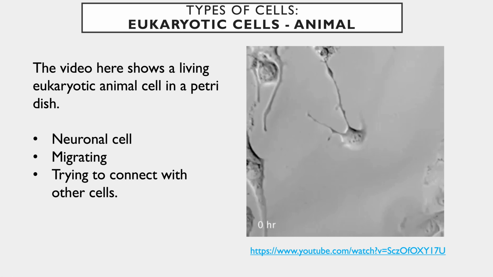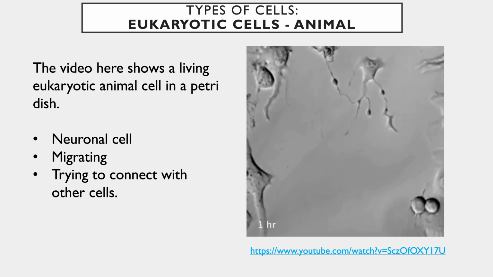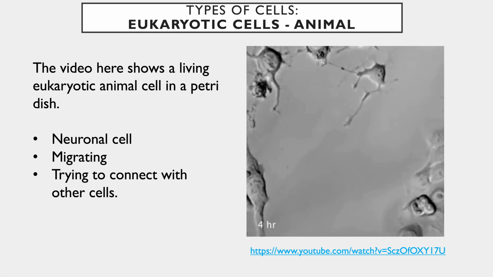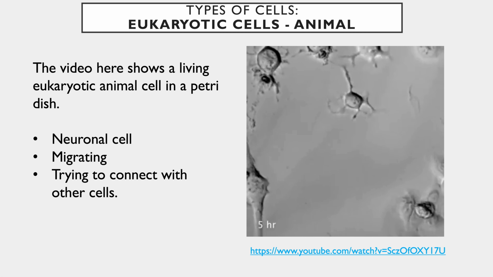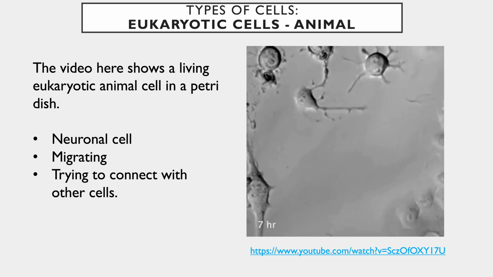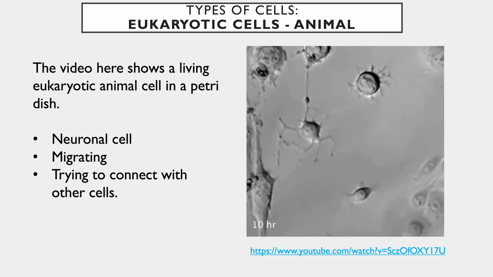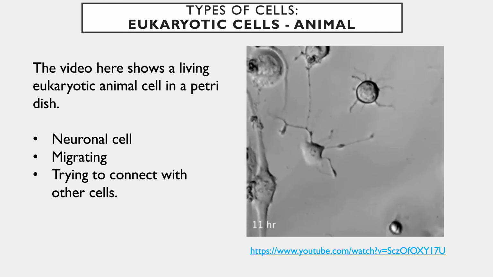Okay, I wanted to show you one animal eukaryotic cell because all eukaryotic cells have various shapes depending on their functions. Here is an example of a neuron cell in a petri dish trying to connect to other neurons. Note the dynamic nature of the projections of the cell body as it's trying to make connections with other cells within that petri dish. It is migrating as it's moving along the bottom of the petri dish and constantly trying to make new connections with other cells.